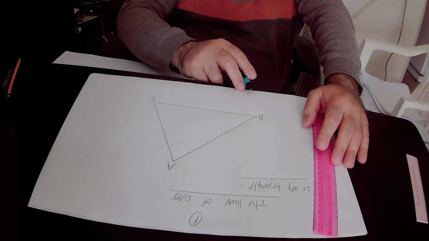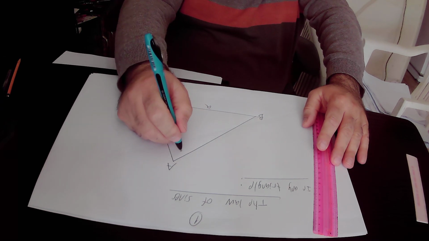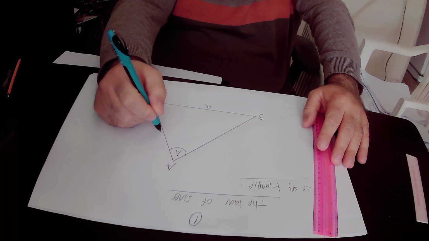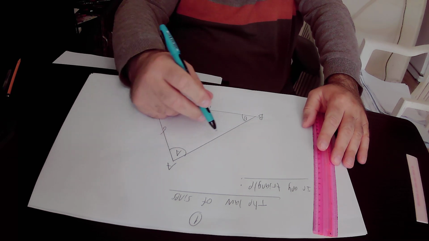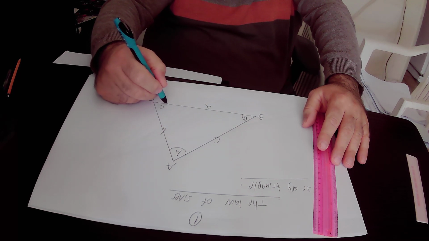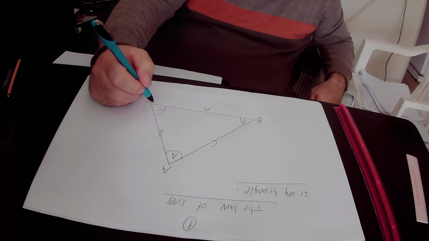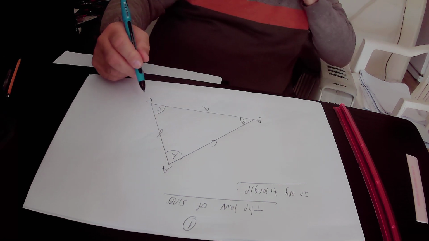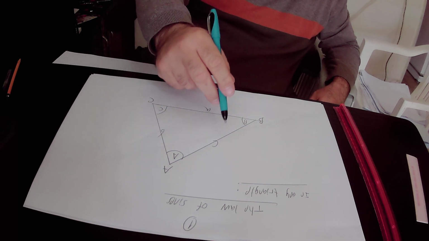We know that side BC of triangle ABC equals A units in its length. This is angle A. And we also know that side AC equals B units in its length. This is angle B. And side AB of triangle ABC equals C units in its length. And this is angle C. Then, according to the law of sines, A over sine A equals B over sine B equals C over sine C.